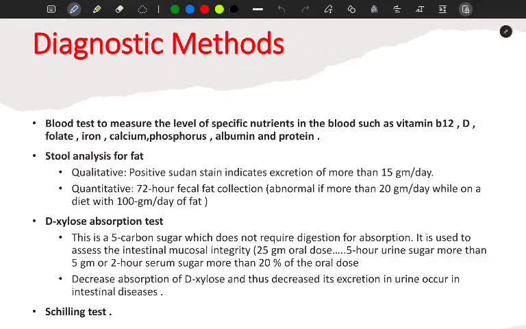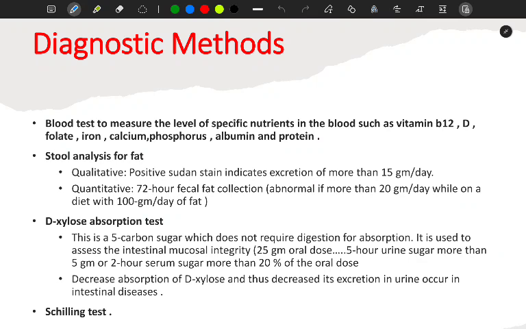albumin protein. Stool analysis for fat: we have a qualitative test called the Sudan test. They look for the number of fatty acid chains in the stool. A positive Sudan test indicates that the excretion of fat is more than 15 grams per day. Normally it should be less than 10, even 5. Quantitative: fecal collection is abnormal at more than 20 grams per day while on a diet of 100 grams per day of fat. So they give him a diet that contains 100 grams of fat per day, and if he's excreting more than 20 in the stool, this is malabsorption.